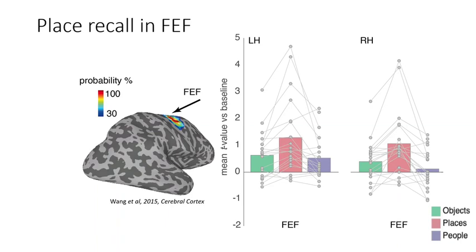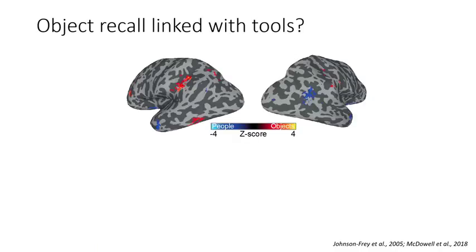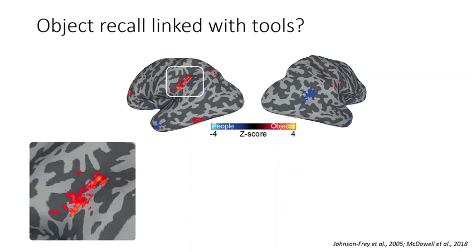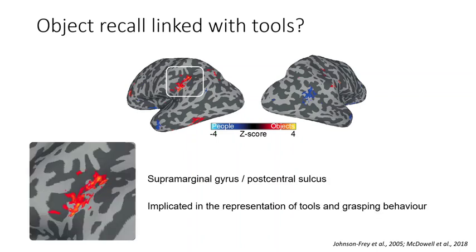Okay, but it's not all bad news for objects. We do at least see something. So again, on the lateral surface here, this is the contrast of people versus objects. And what I want to highlight is we do see a small cluster of object-related recall in the vicinity of the supramarginal gyrus, which has been implicated for a long time in representing tools and reaching behavior.